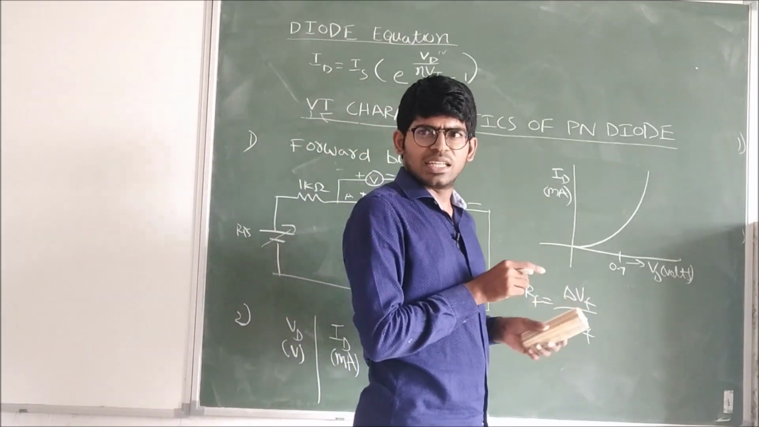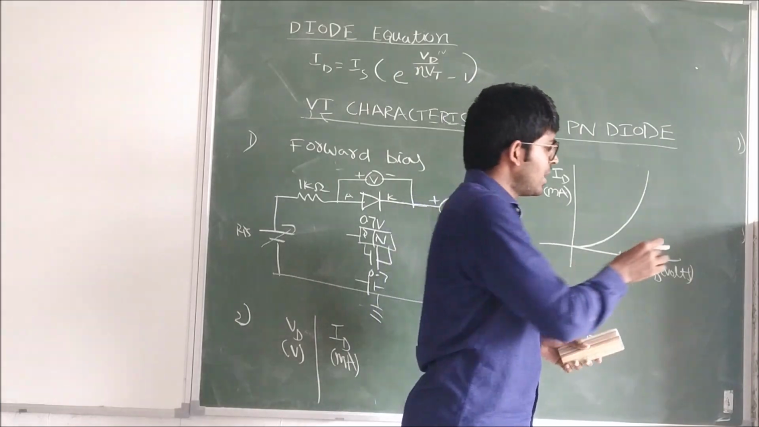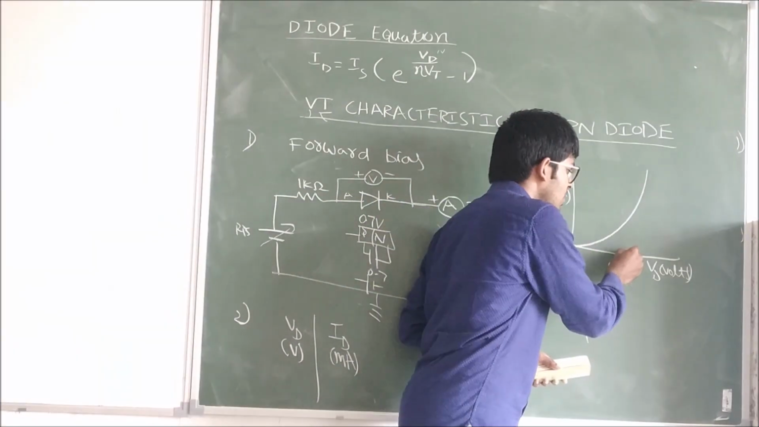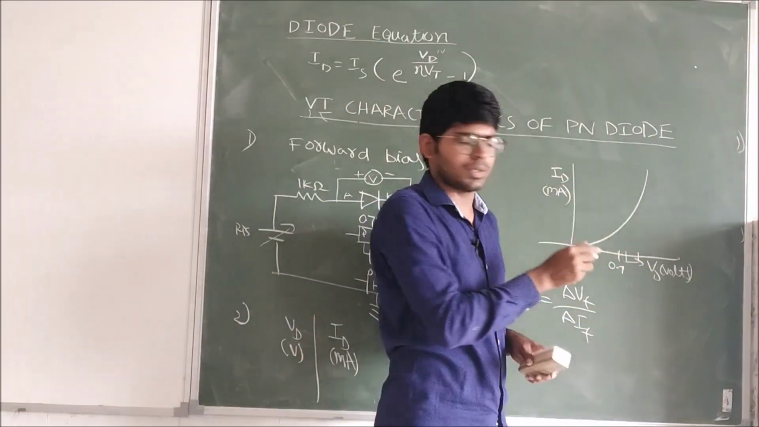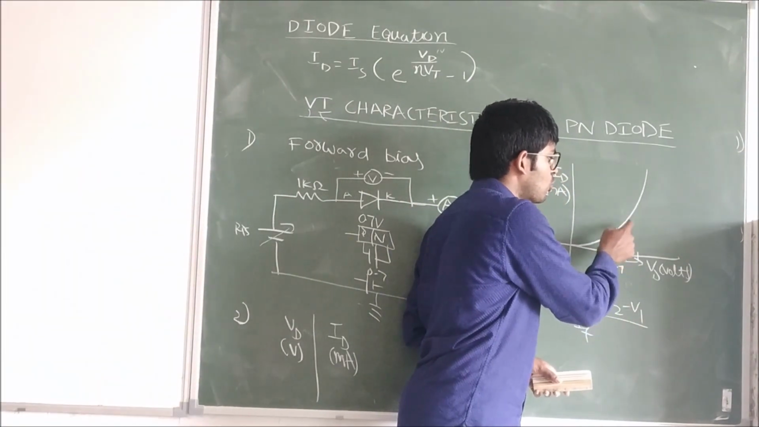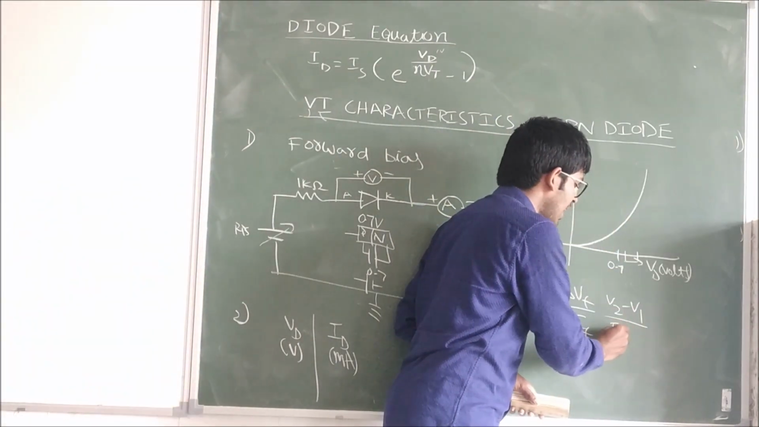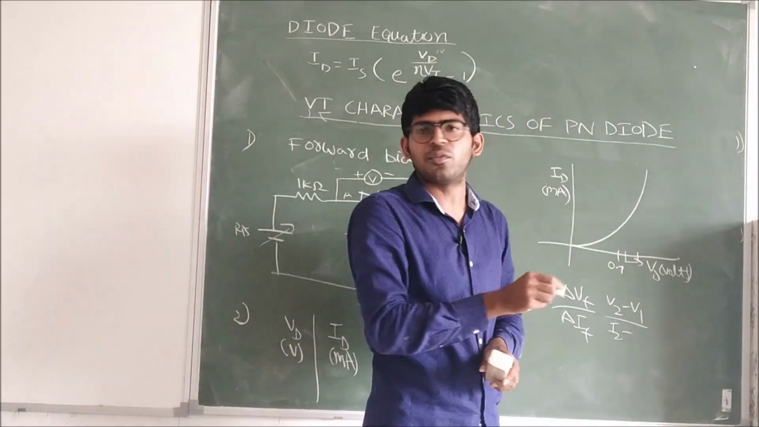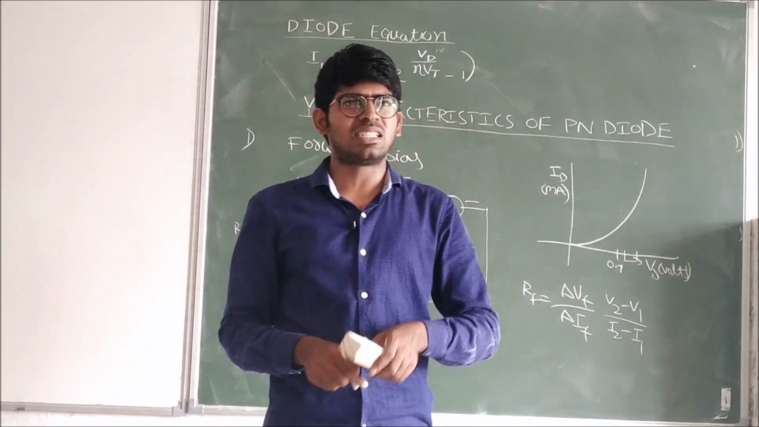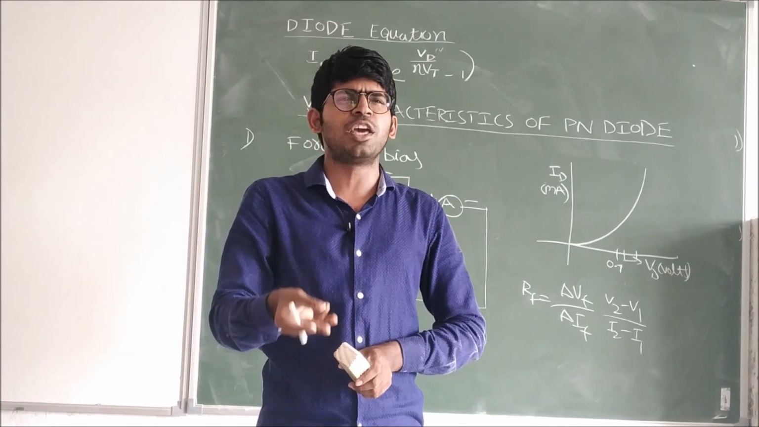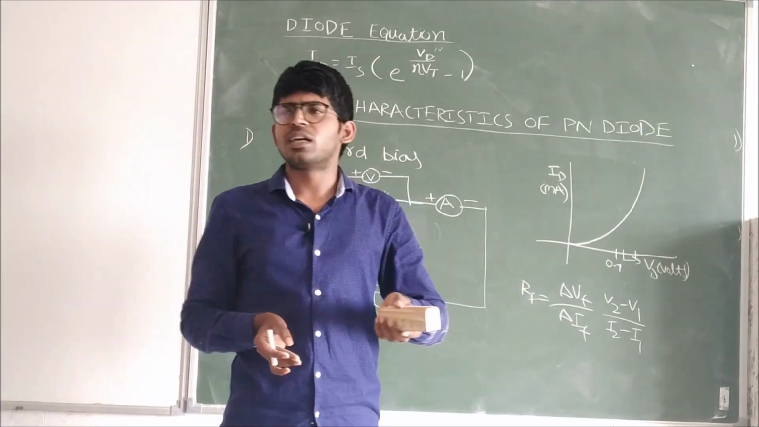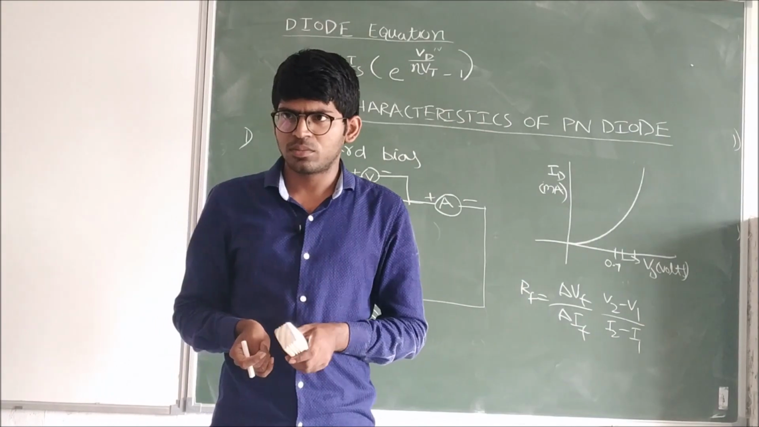We are taking the forward resistance after 0.7 volts. You should remember this. After 0.7 volts, you have to take any two points, V2 minus V1. At that V2, we have to find the current, this is I2. And at that particular V1 value, we have to find the current, I1. So this gives the forward resistance, and it will be very small, in the range of a few ohms. So in forward bias, the diode is always acting like a closed switch.